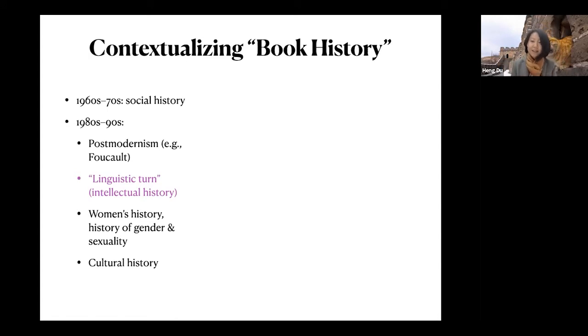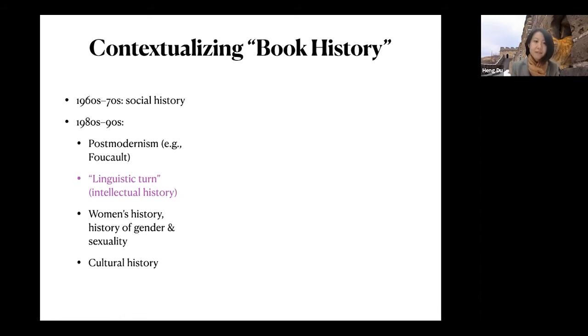It starts with the rise of social history, which is a reaction to perhaps a more traditional form of historical research that focuses on the great men, right? And so the rise of social history that took place during the 60s and 70s. And then in the 80s and 90s, what we see is both a return of interest in what we might think of as meaning and representation.